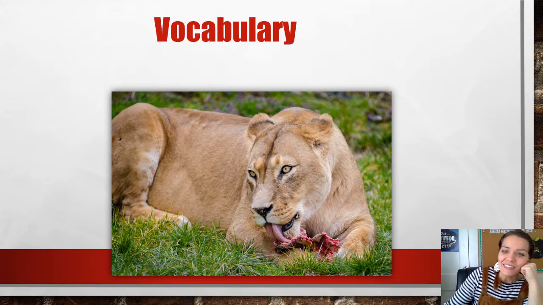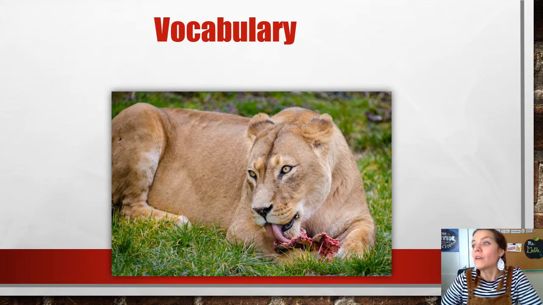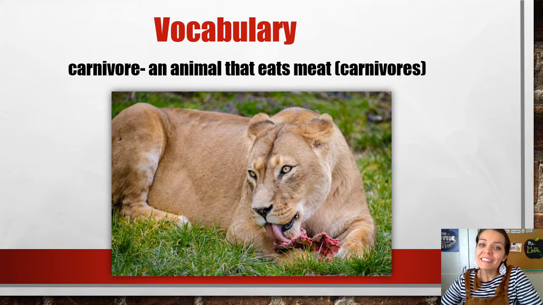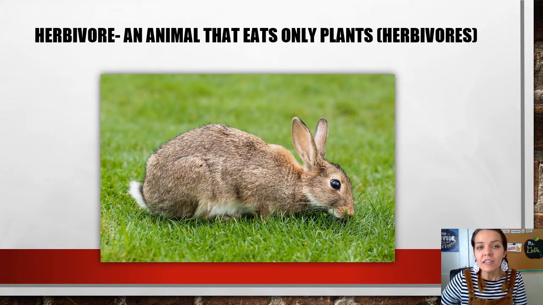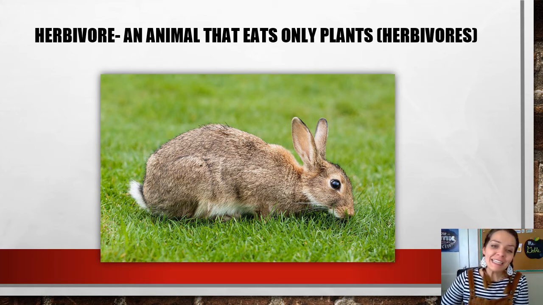Before we start our unit today, we do need to know a few vocabulary words. The first word is carnivore, and this is an animal that eats meat. It's a carnivore. Say it. Carnivore. Our next word, herbivore. Say it. It's an herbivore. That's an animal that only eats plants, like this bunny is just eating grass.